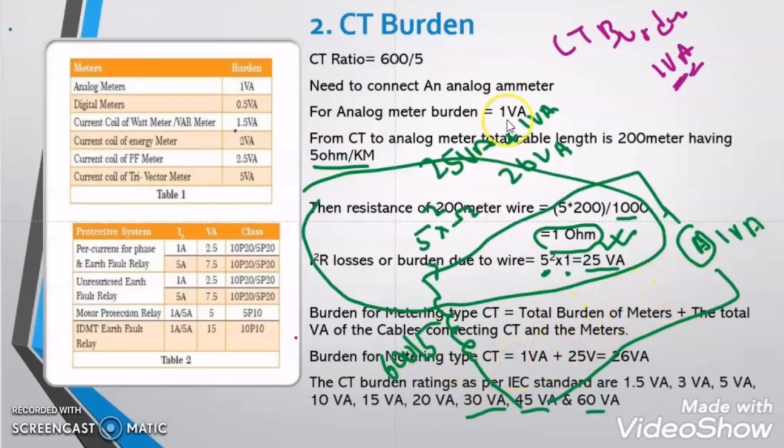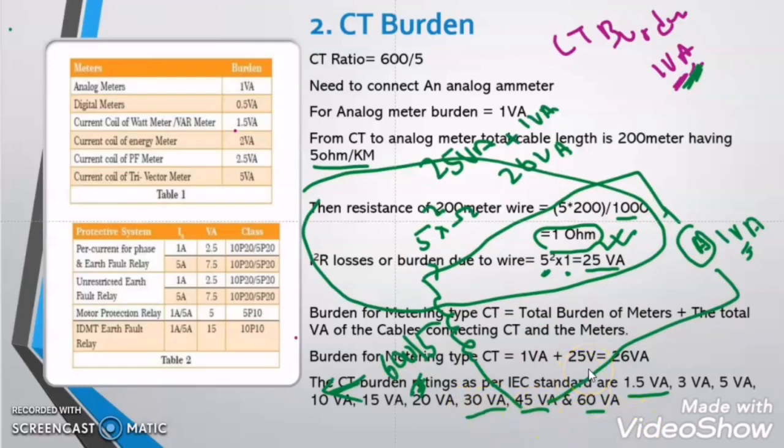In my previous first case, there is an analog ammeter and the same CT ratio, but the VA value is only 1 VA. With the same CT ratio and same ammeter, if the distance increases, then the burden of the CT rating also increases. In the first case, we can select a CT burden of 1.5 VA, but as the distance increases, then we have to go for a CT burden of 30 VA or 45 VA and 60 VA.